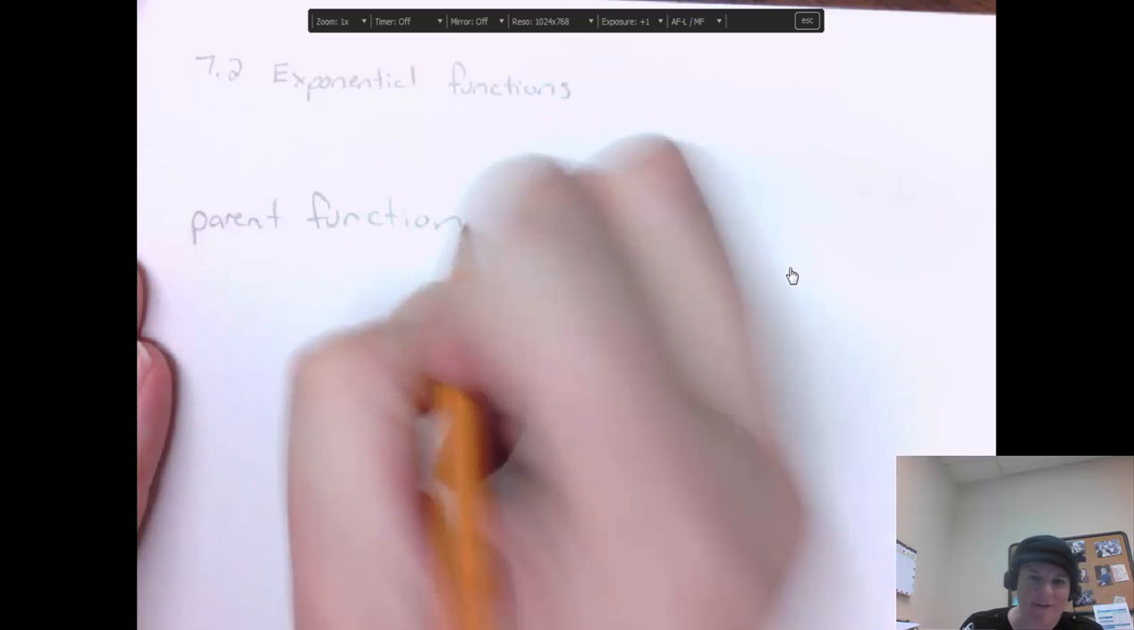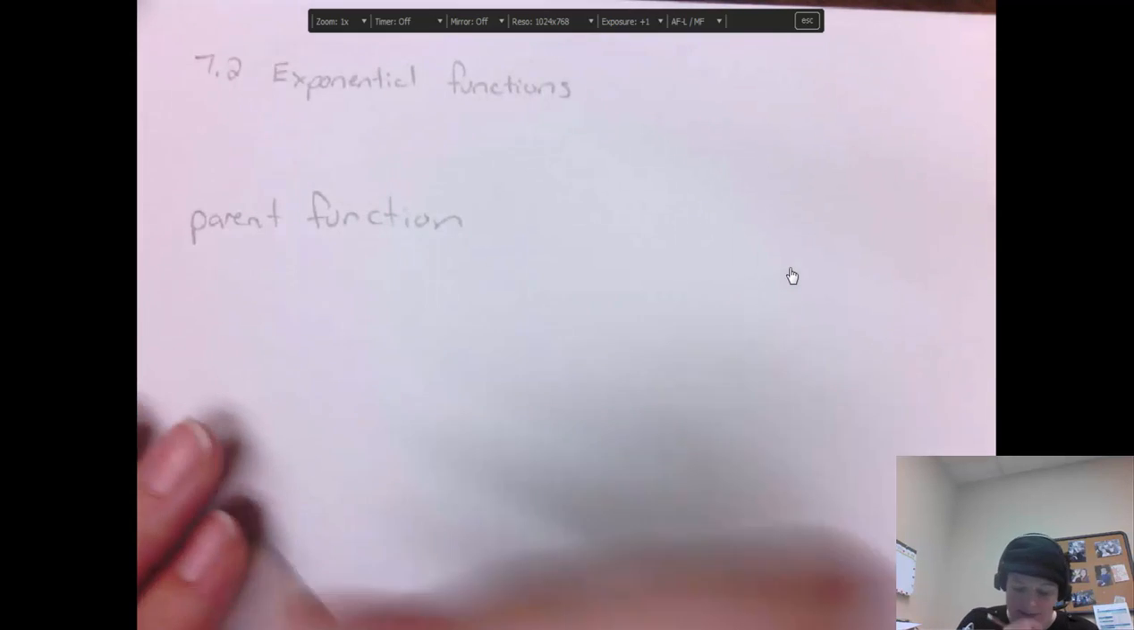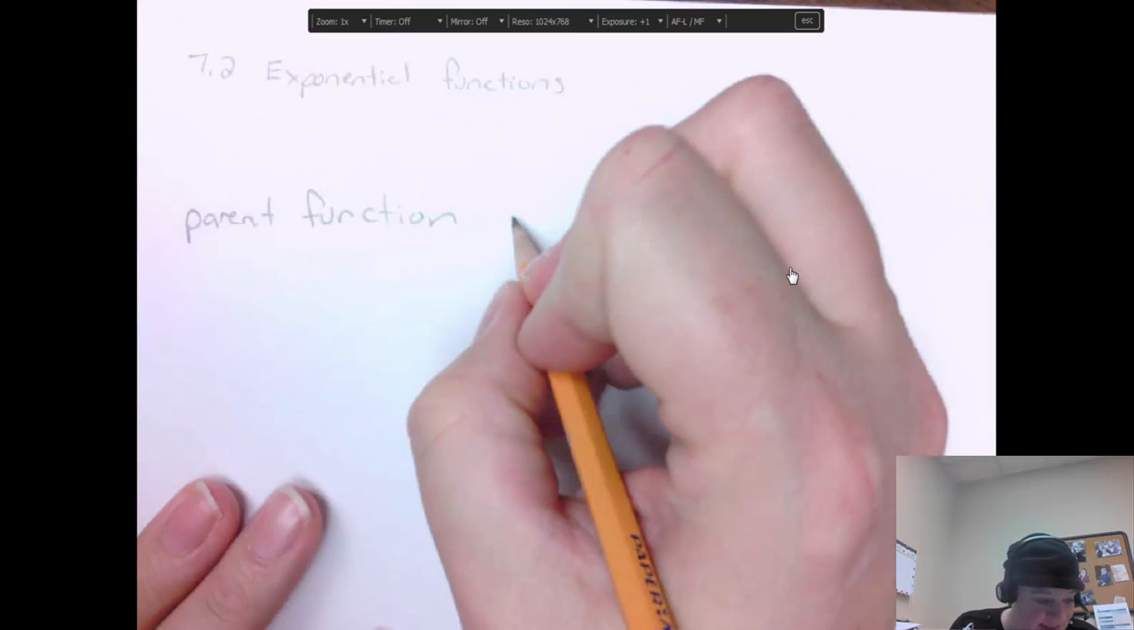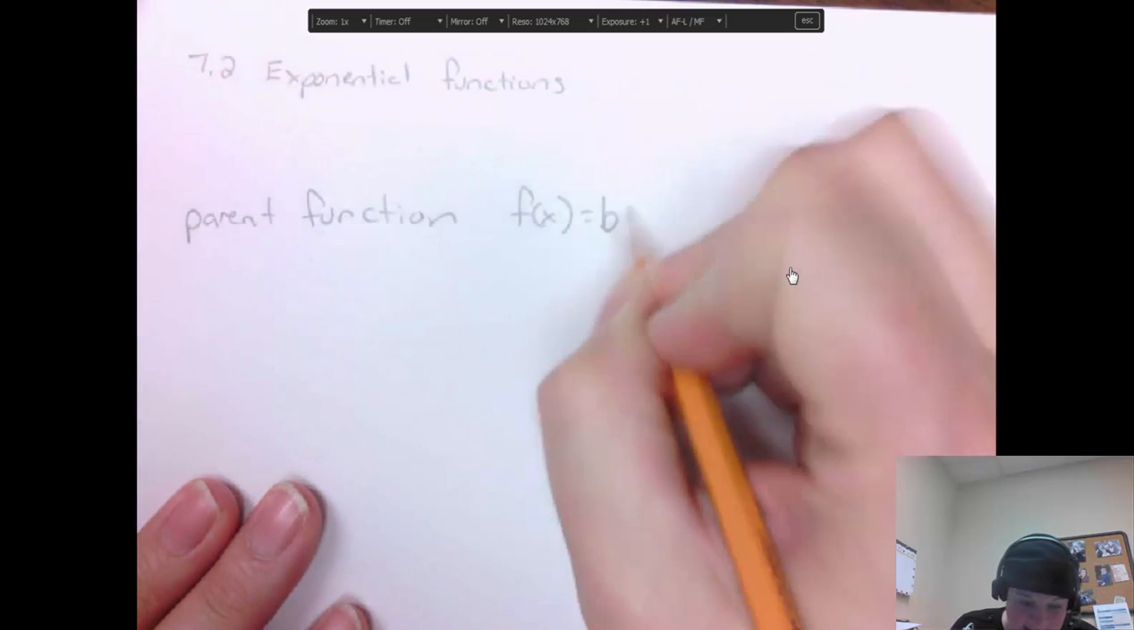Remember, the parent function is just what the general graph looks like. And then we multiply by it and add to it and do different things that change that graph around. So the parent function is going to be something like f of x or y equals b to the x.